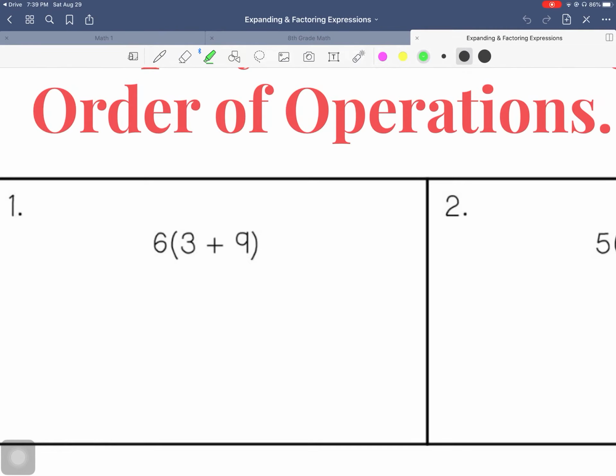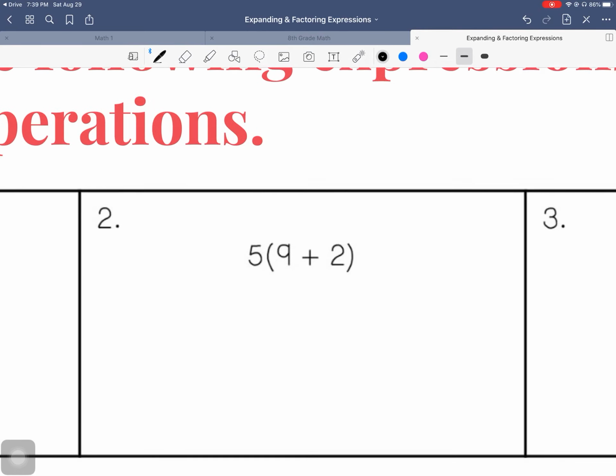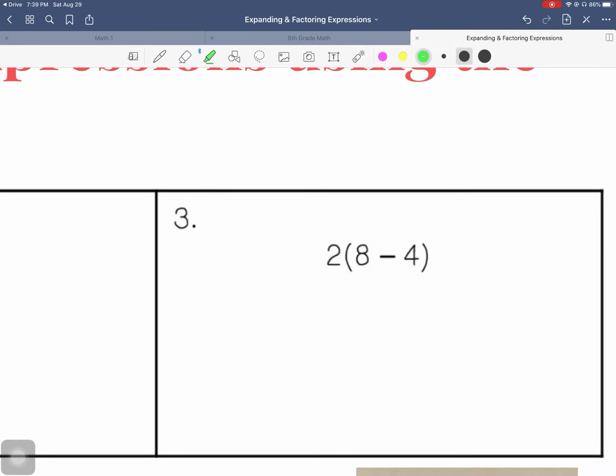On number 1, we're going to do the grouping symbols first. So we'll have 6 times 12. All right, 6 times 12 is 72. Grouping symbols first. Final answer, 55. Grouping symbols first. 2 times 4, 8.